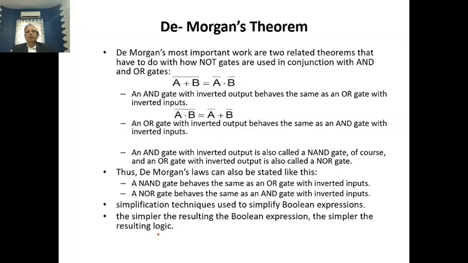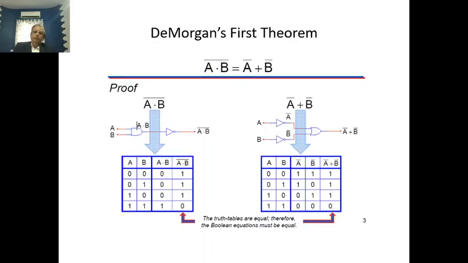Then De Morgan's theorem. De Morgan's theorem here states that this is which gate? This is the NOR gate. NOR gate is equivalent to the bubble input AND gate. This is the first De Morgan's theorem.